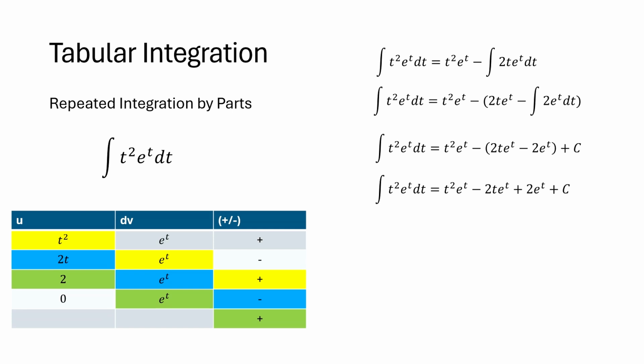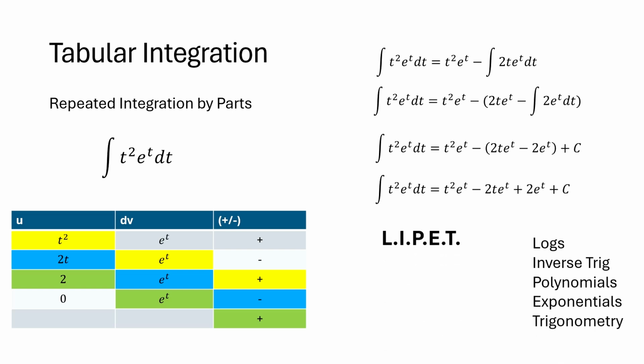Or, you could set up a table with the u, dv, and plus or minus. You take the derivative of the left row, integrate the middle row, and alternate plus and minus for the right row. Then combine along the diagonal once a column equals 0. For this to work, there's an order of priority that you must follow, called LIPET: logs, inverse trig, polynomials, exponentials, then trigonometry. And these are what you should choose to be u.